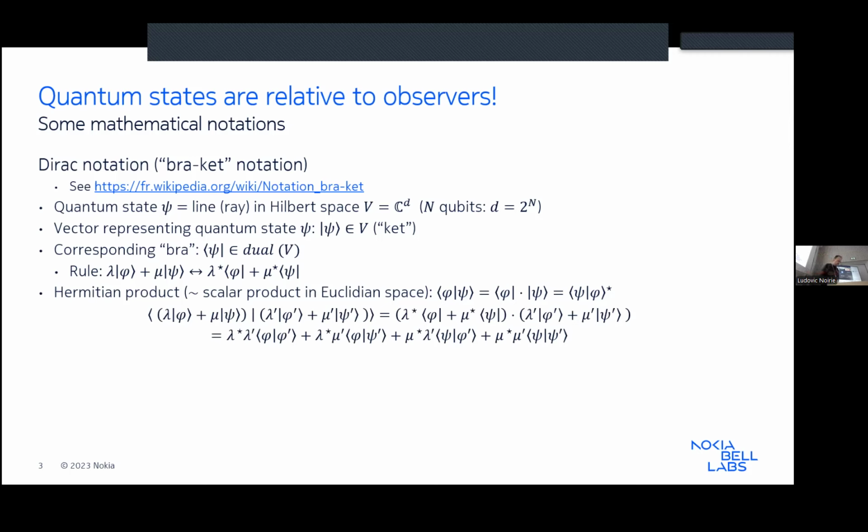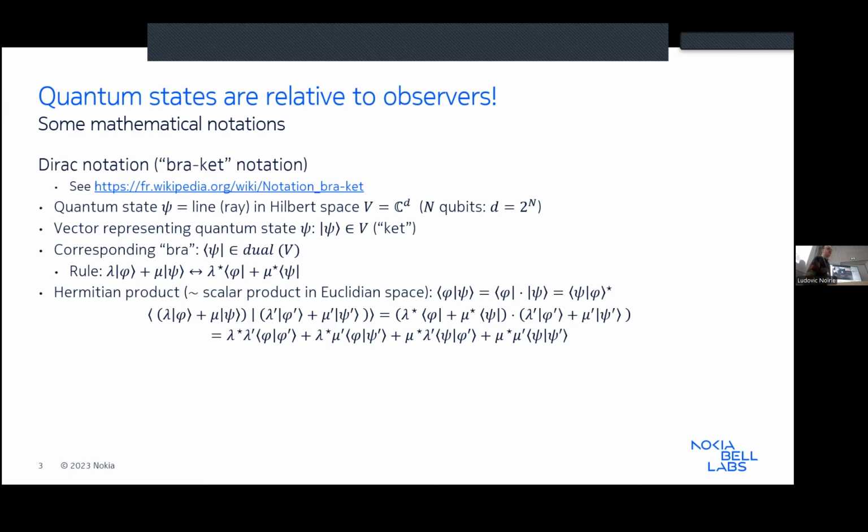So if we consider the Hermitian product of linear combinations of vectors, as written in the slide, then you use the rule of the bra for the left part. So you change lambda and mu into lambda star and mu star, the conjugates. On the right, it is linear, so you do not have to change it. And then you can do the multiplication one by one between the bras and the kets, and you have this formula. If you remember how it works with scalar products in Euclidean space, you have exactly the same formula, except that because you have real numbers, the conjugates are equal to the numbers. So you can remove the star in the equation.